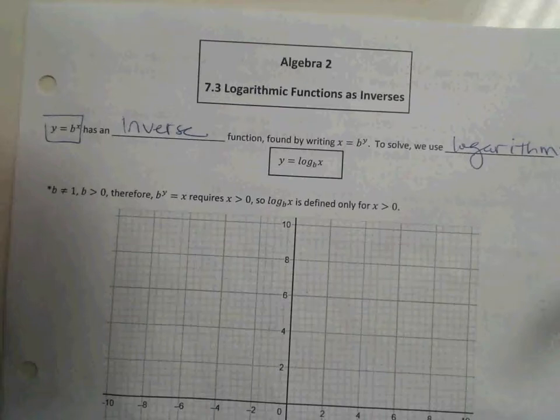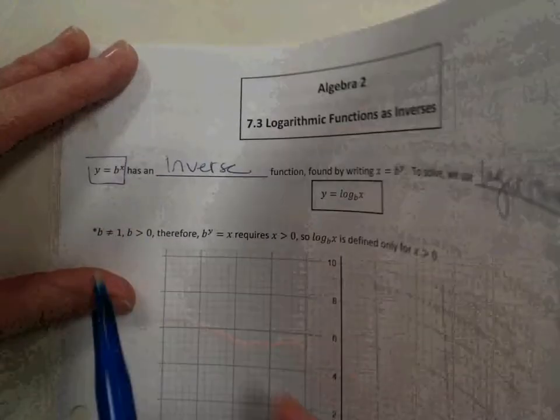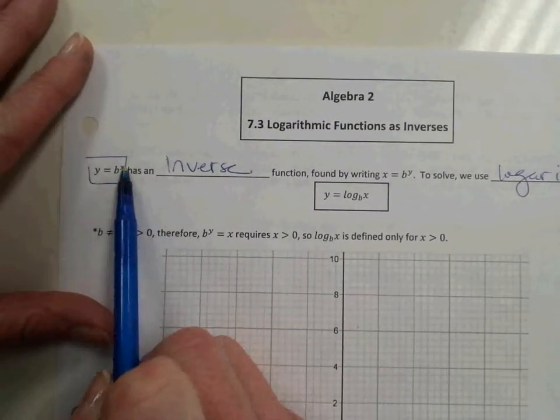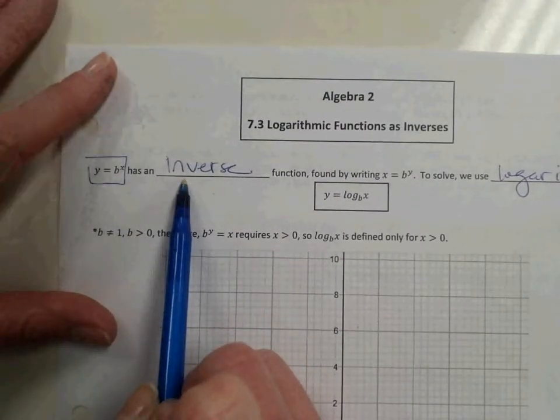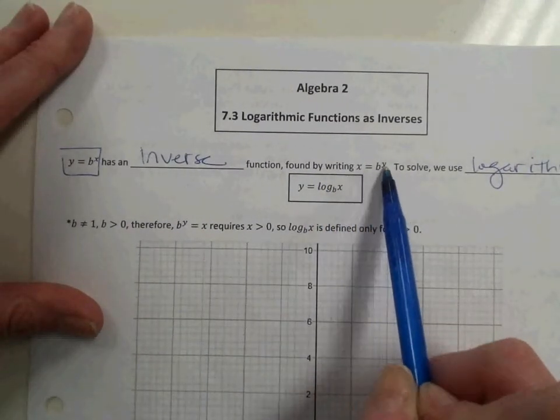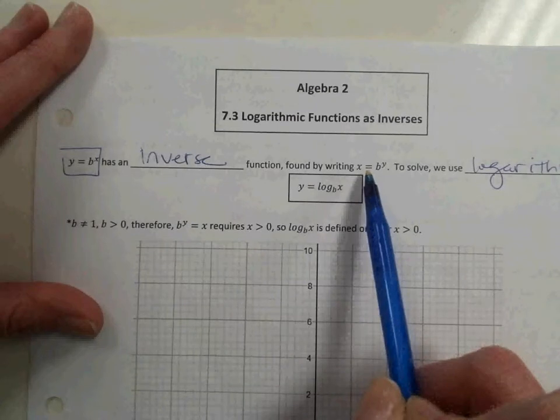So we have our equation for our exponential function, y equals b to the x, which has an inverse. Write that in the blank. Function found by writing x equals b to the y. And like I said, to find an inverse function, you just switch the place of the x and y.